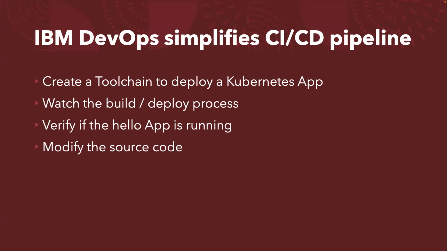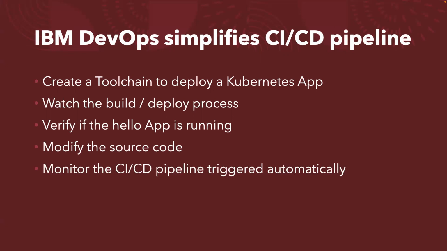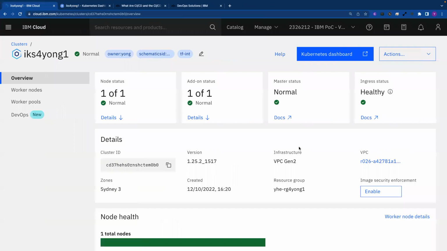After that, I'm going to show you how to modify the source code. I just change a little bit. Again, you can monitor as the CI/CD pipeline is triggered automatically. Shortly, once the build process is finished and the deployment is completed, you can verify the updated containerized application. Okay, let me jump to the IBM Cloud Web Console.